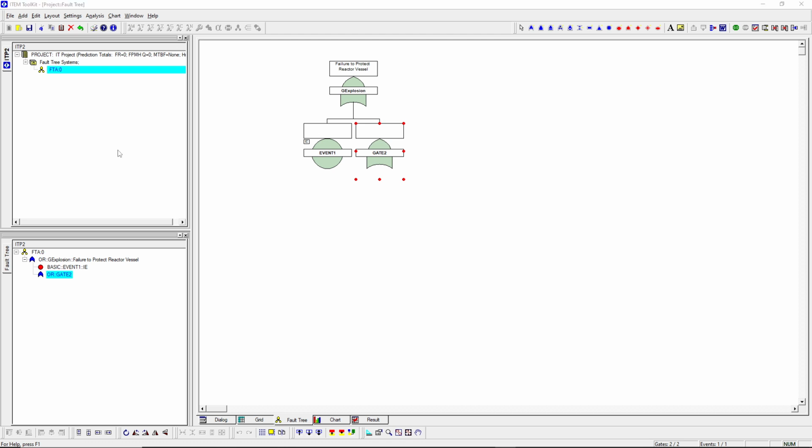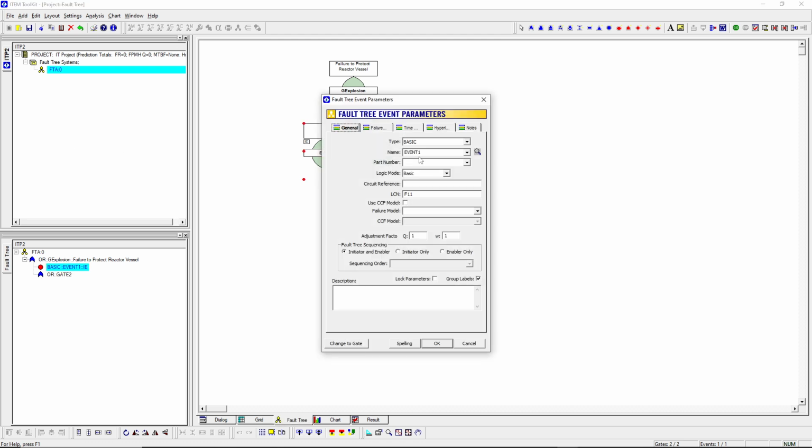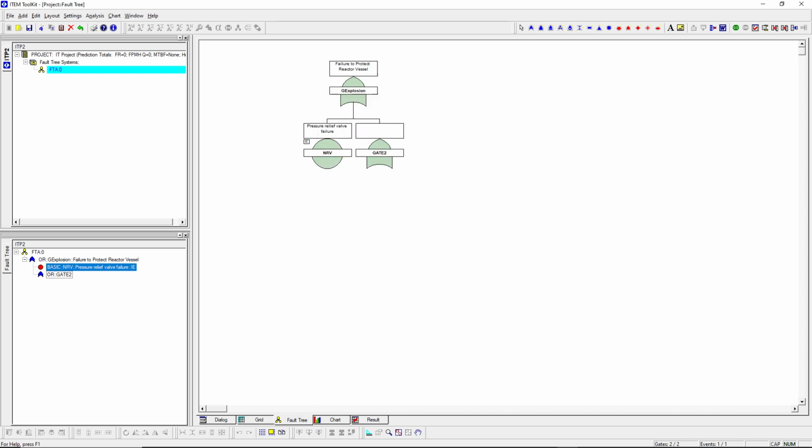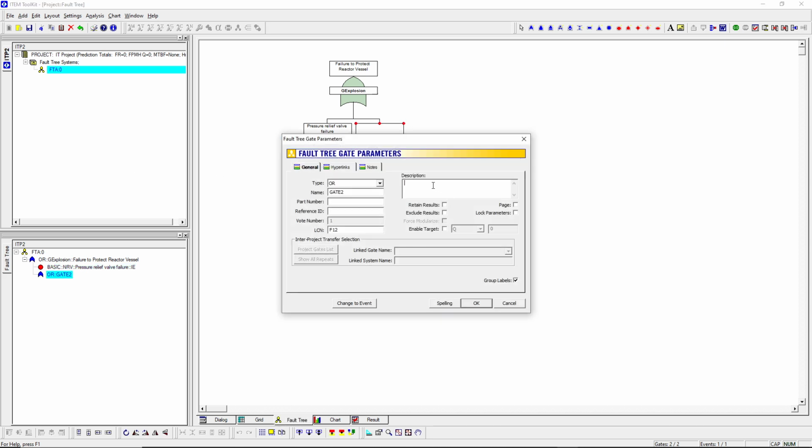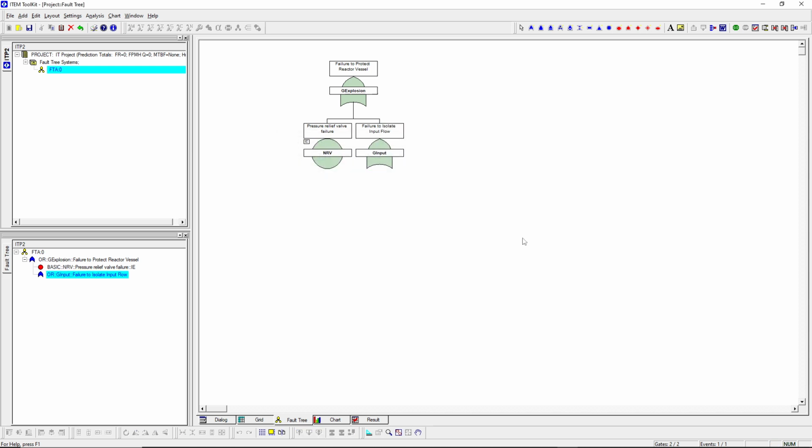The NRV failure represents a primary component fault that we do not need to break down any further, so it matches the definition of a basic event from our event table. The input failure, however, is a complex subsystem failure that can be further decomposed into sensor, logic, and isolation valve faults. Therefore, we will model the input failure as a subgate, naming it G input, and setting its description to failure to isolate input flow.